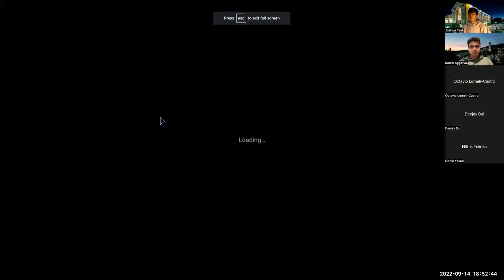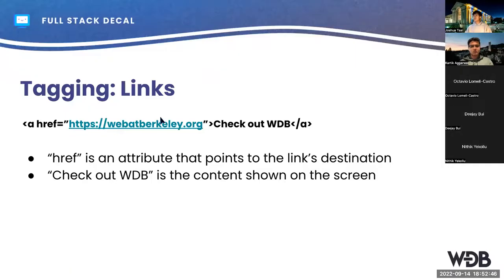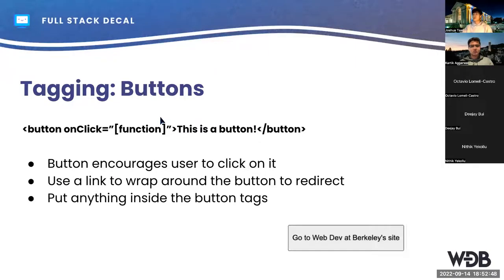So moving forward past the link tag, next we have buttons. And so an example of how a button would look inside your code is here. It's specified pretty simply by just button and the closing button tag as well. And inside them, there's an onClick attribute.